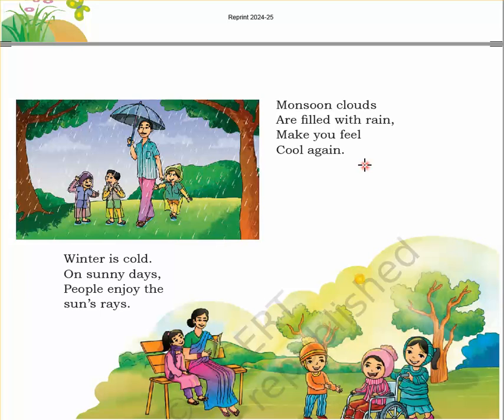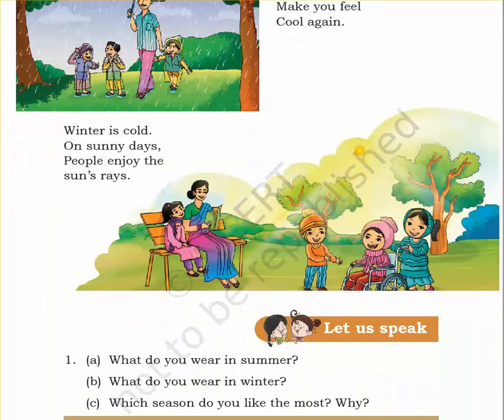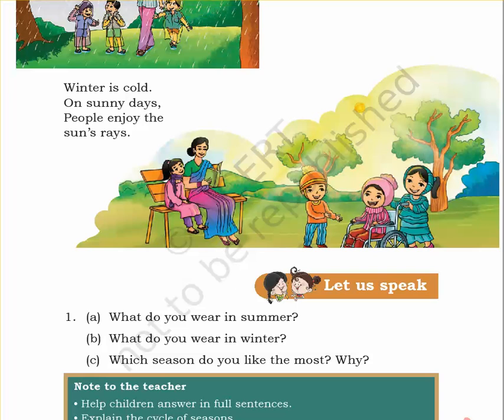Next comes winter. Winter is cold. On sunny days, people enjoy the sun rays. Now, since winter is a cold season, so people usually enjoy the sun rays and the warmth they get from the sun rays. So they usually sit in the garden to get the sun rays.